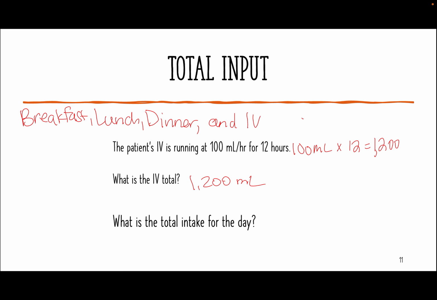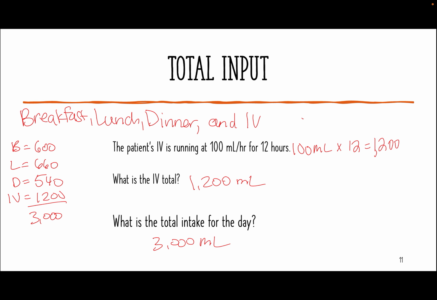So now, again, we're back to what is the total intake for the day? Remember, for the day means breakfast, lunch, dinner, and IV. So I'm going to write all those numbers out for you. Here's breakfast. That was 600. Lunch was 660. Dinner was 540. IV was 1,200. Then you're going to add all of those up, and you'll have your total for the day. So 1,200 plus 540 plus 660 plus 600. That gives us 3,000. So your answer here would be 3,000 mLs. So that's our total.